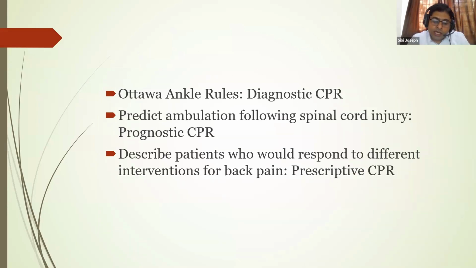One of the most well-known and most commonly implemented diagnostic CPRs is the Ottawa ankle rules. This is the best example of a diagnostic CPR. For the prognostic CPR, you have CPRs to predict ambulation following spinal cord injury. You have prescriptive CPRs, which describe patients who would respond better to certain interventions for back pain. For example, you have something called treatment-based classification. That is a kind of CPR which is used to subgroup the patients into different categories to identify which intervention will benefit which type of patient.